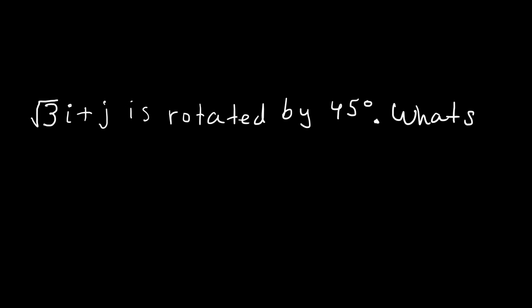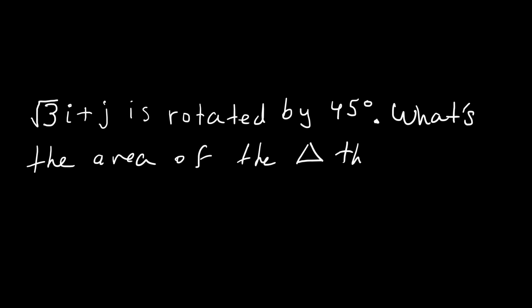Let's take a look at this past JEE question. We have the vector root 3 i plus 1 j, and it's rotated by 45 degrees. The question is, what's the area of the triangle thus made? That's what we want to know here. So to answer, we can proceed as follows.